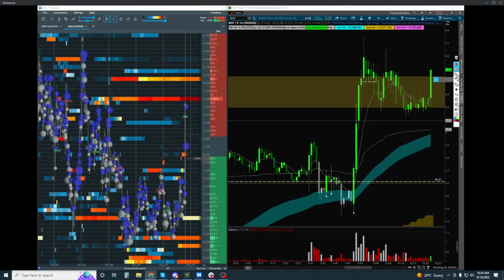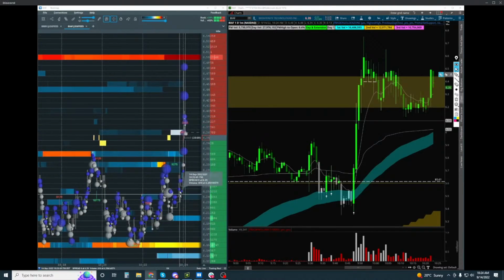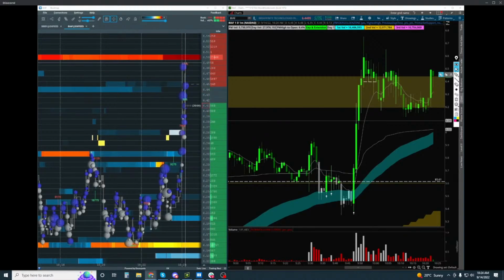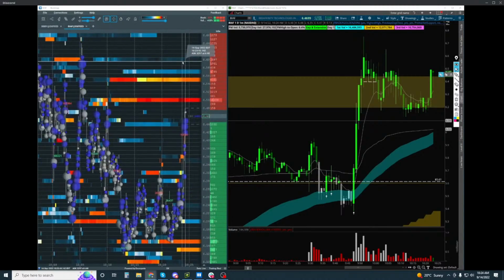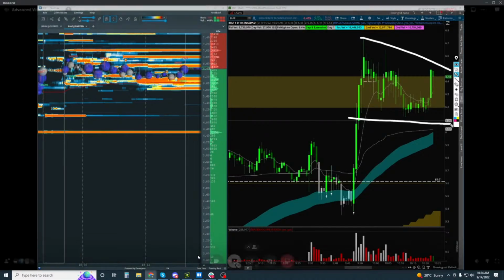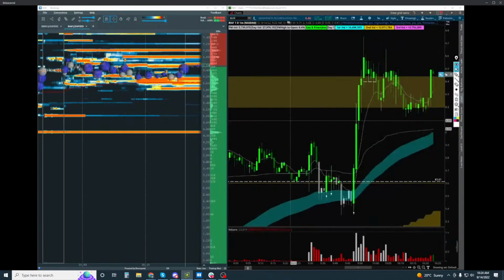Now, look how this stock moves. In a fraction of a second, it spiked from 625 to 650, right into this first liquidity area at 650. So I'm not ready to take any more trades here. We are creating a descending triangle.